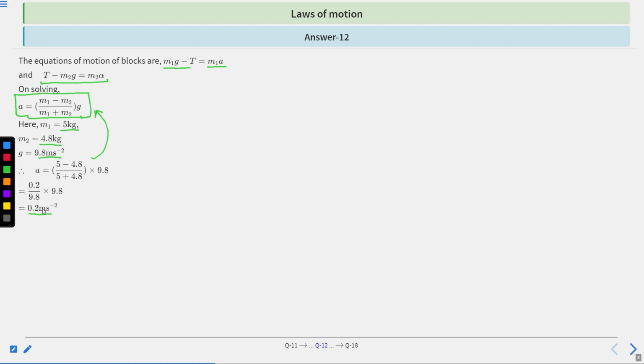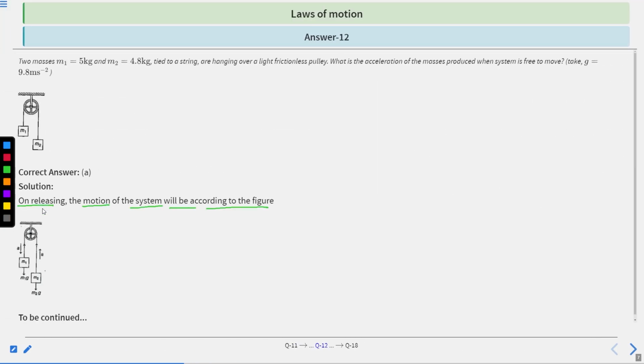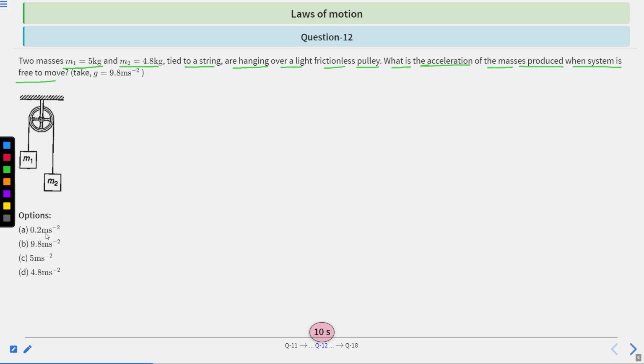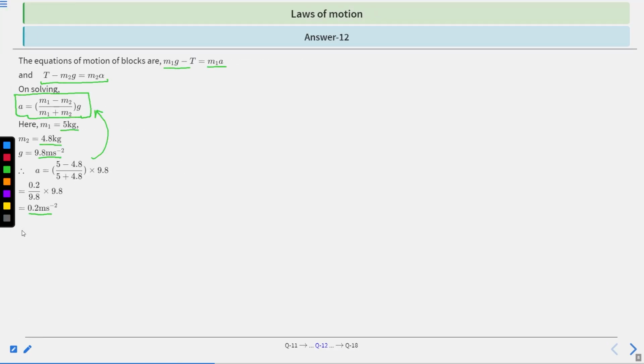After solving the numerical terms, the correct answer is 0.2 meter per second square. A option is correct. Next question.